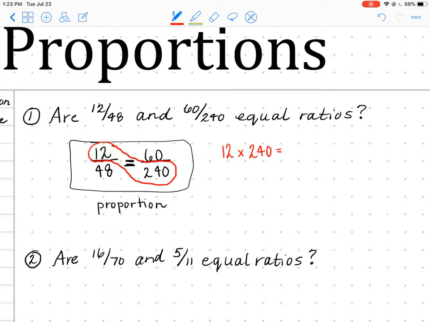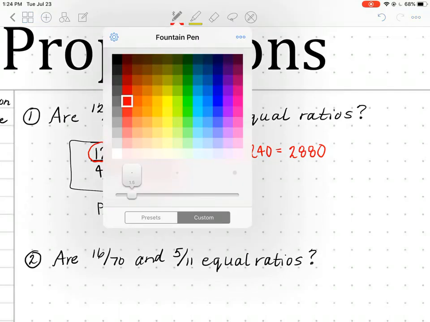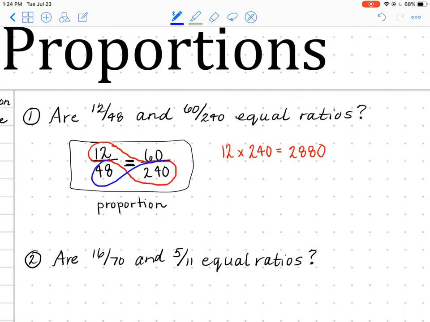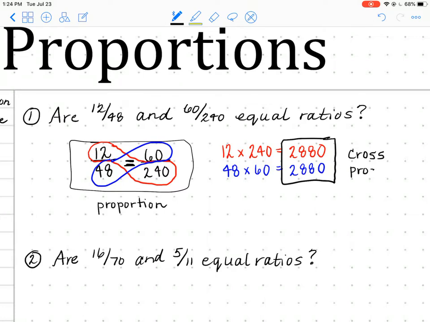So using your calculator, you want to do 12 times 240, and that's 2,880. So that is just a basic multiplication problem on the calculator. Then you want to cross the other way. So you're working in a diagonal direction. So 48 times 60. 48 times 60 is 2880. So we would say that the cross products are equal. And by cross product, I'm referring to those two numbers. So the cross products are equal. Yes, this is a proportion. If the cross products are equal, you have a true proportion.